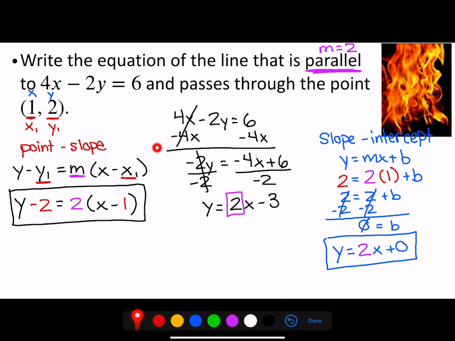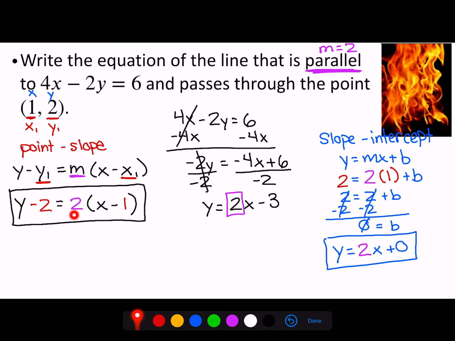You can write it either way. Either one is an acceptable answer. More than likely, you'll see it written in slope-intercept form on the test, but it'll be more of a drag and drop where you need to fill in the slope and the y-intercept. Or if it's written in point-slope form, you'll need to fill out the point and also your slope. All right, so let's jump into our notes.